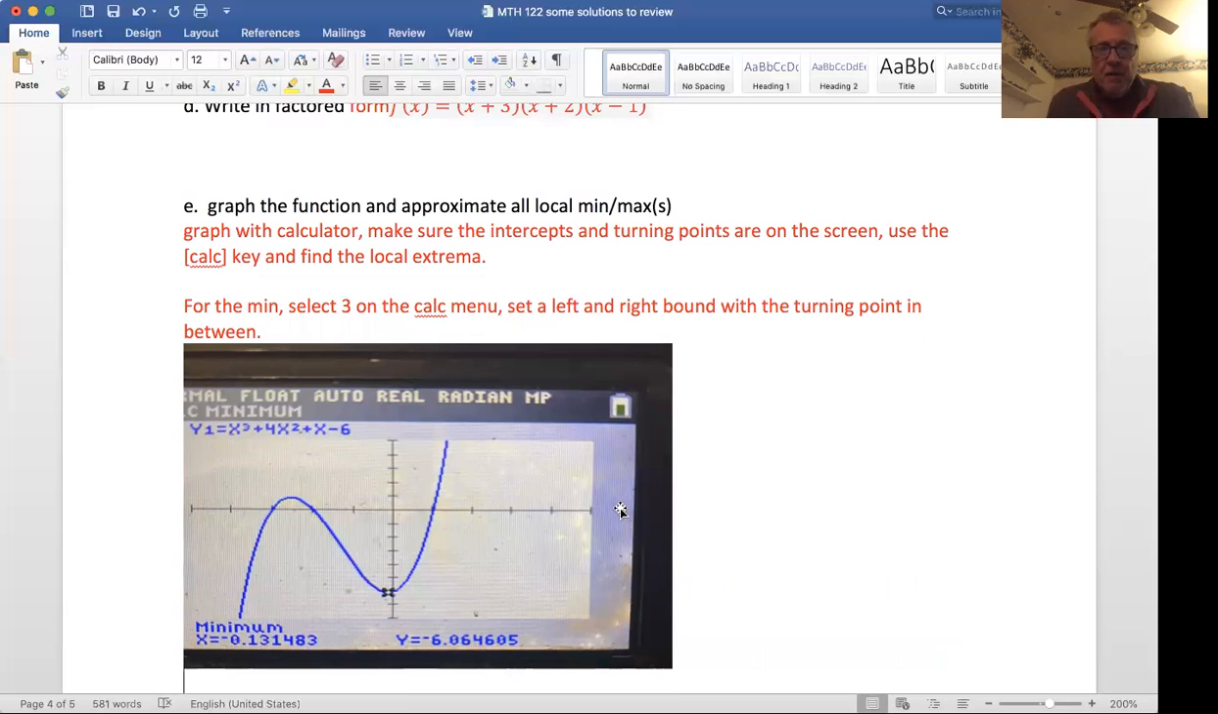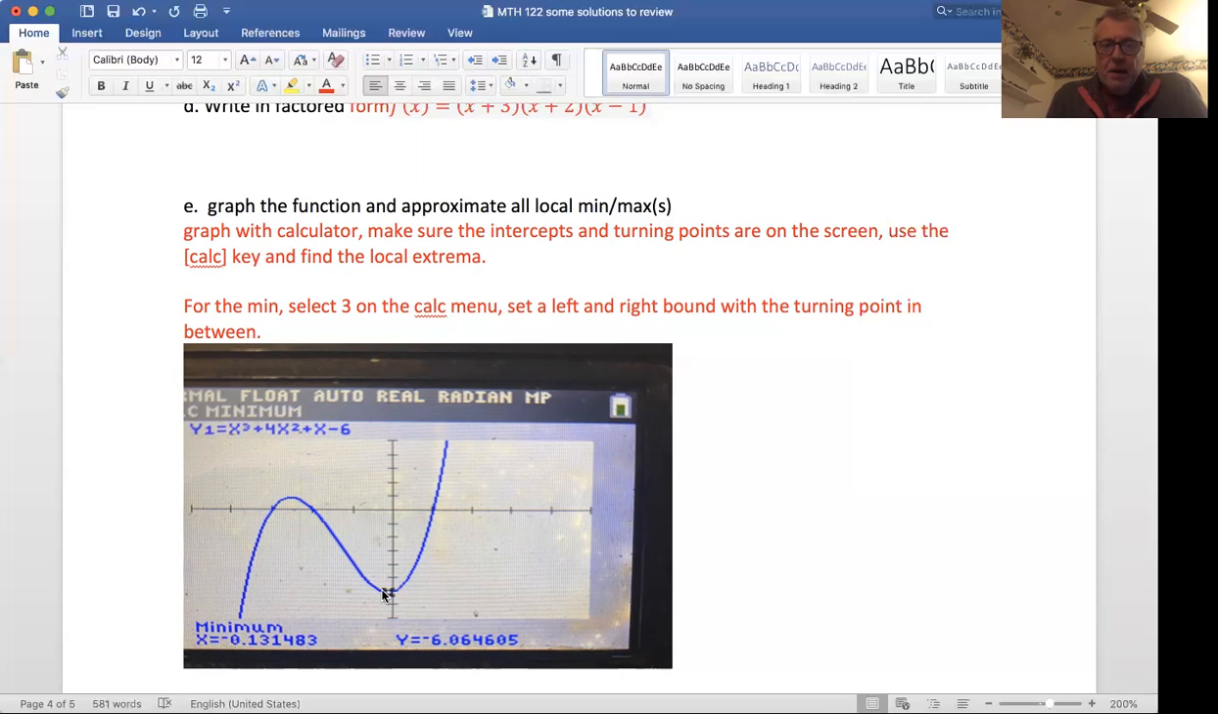So now we're going to graph this. And then we're going to approximate local mins and maxes. Now remember, local mins and maxes: the high point would be a local max, the low point a local min. Each place there's a turning point, there could be a local max or min. So graph with the calculator, make sure the intercepts and turning points are on the screen. Use the calc key to find the local extrema.